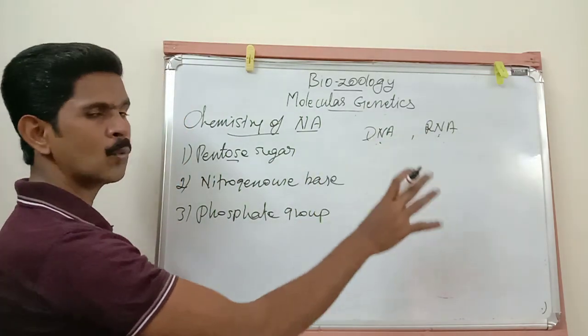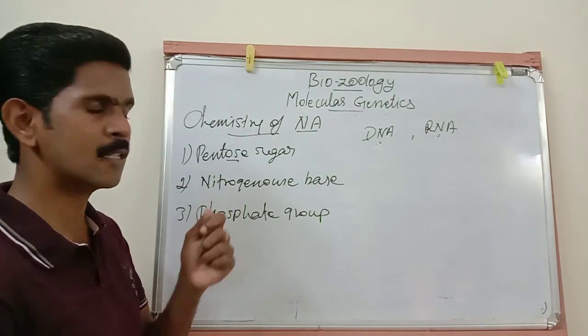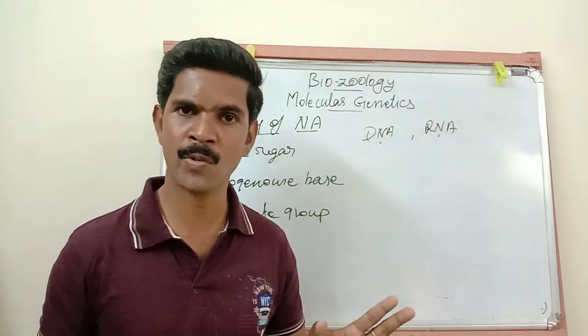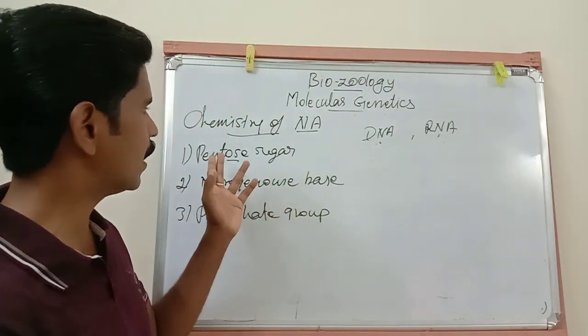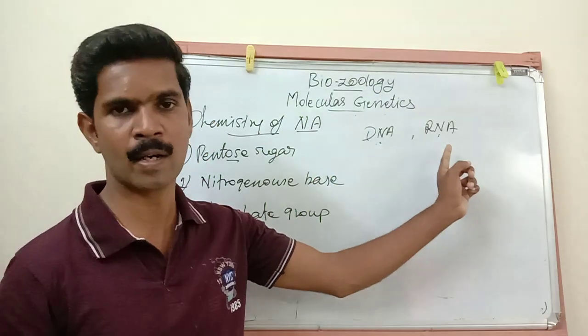So this is the one and only difference between the DNA and RNA. Once more, I repeat all the points about this pentose sugar. Based on the types of pentose sugar present in the nucleic material, nucleic acids are classified into two: one is DNA and the second one is RNA.